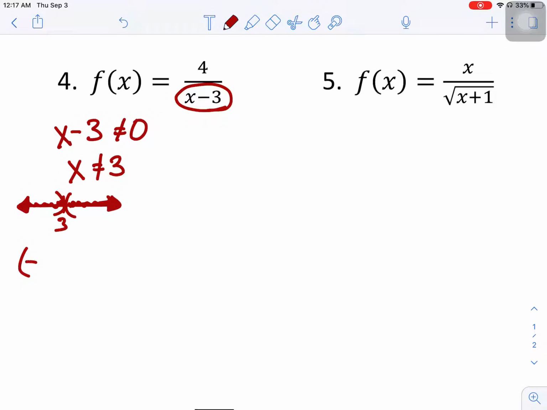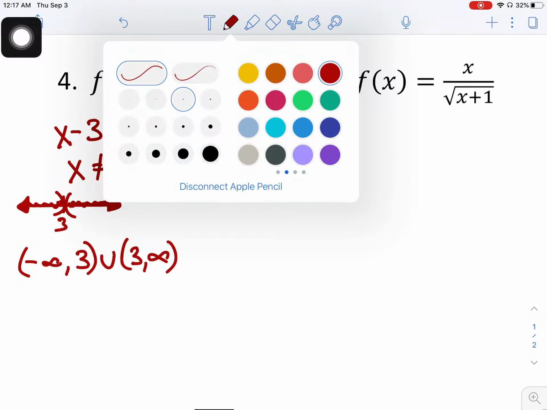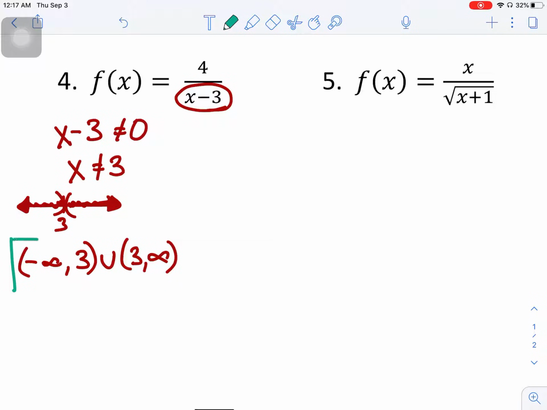So this interval starts at negative infinity, goes to 3, and then it unions with 3 to infinity. In interval notation, infinities always take parentheses, whether it's negative or positive infinity. And because we can't actually use the value of 3, the 3 also takes parentheses. So the interval that represents the domain for example 4 is those intervals. It's a compound interval, or joined interval, I forget how to phrase it, but make sure it has the union to join the two pieces together. So that's example 4.